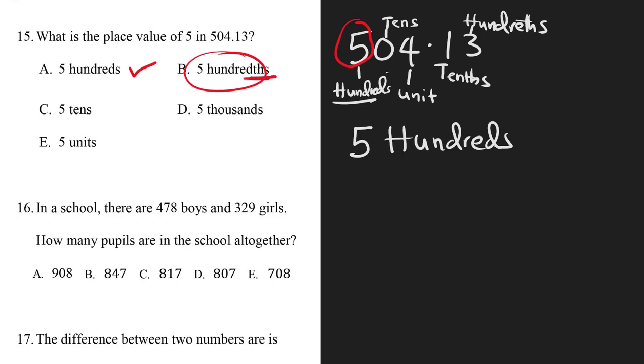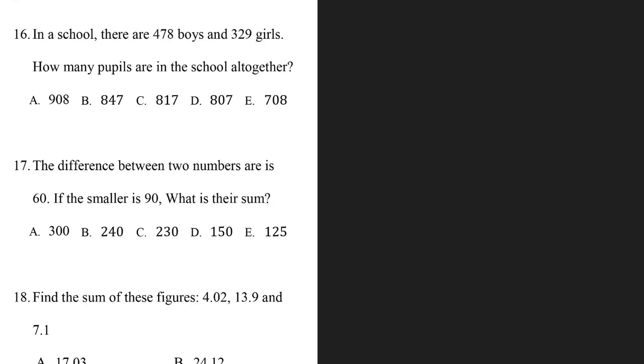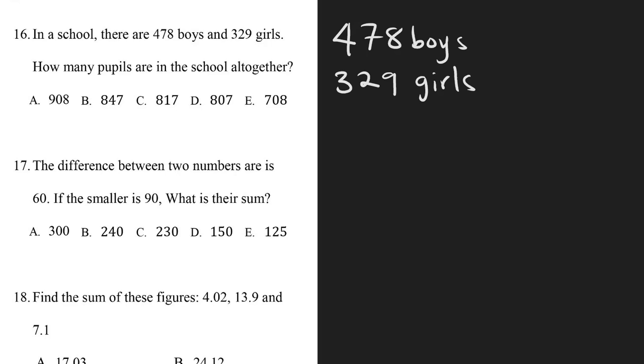So next question. Question 16 says in a school there are 478 boys and 329 girls. How many pupils are in the school altogether? So we are just going to add the boys plus the girls. So let's just add them.